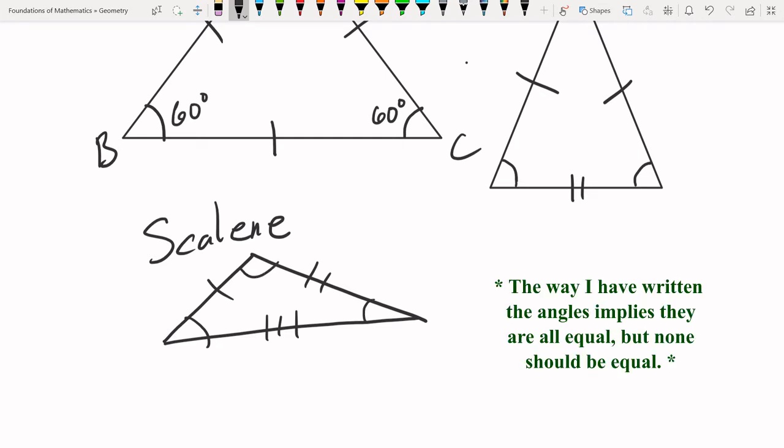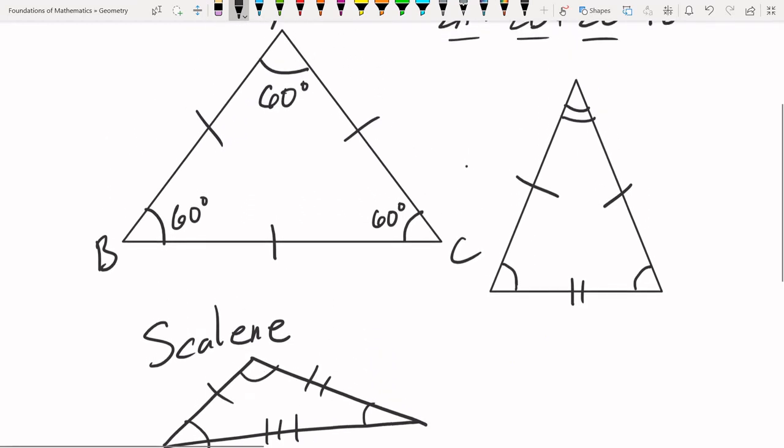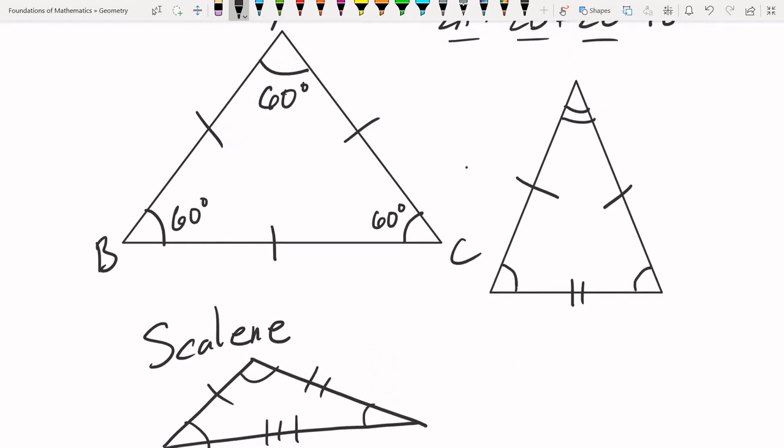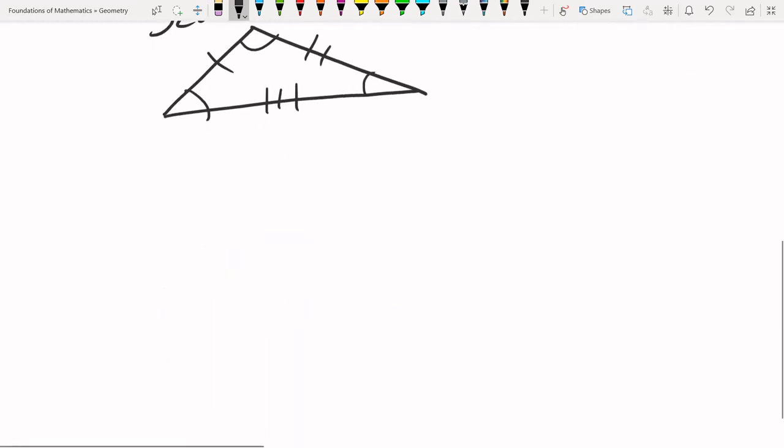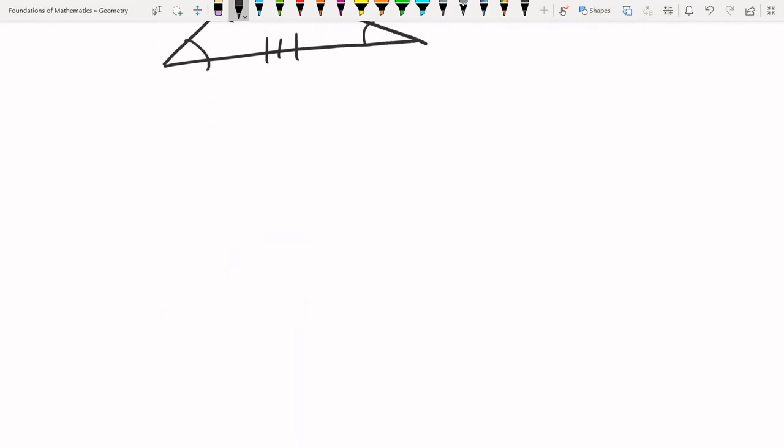Now, all of these 3 triangles, the equilateral, isosceles, and scalene, can all be further classified into properties with their angles. And those are going to be either right, obtuse, or acute. So a right triangle has 1 right angle in it. There's, of course, a lot of different possibilities for this, but 1 right angle, and that means the other 2 must add up to 90 degrees.